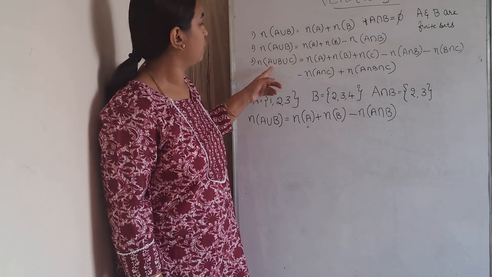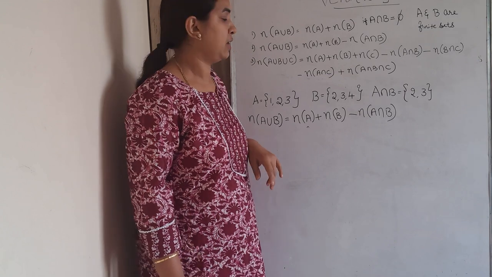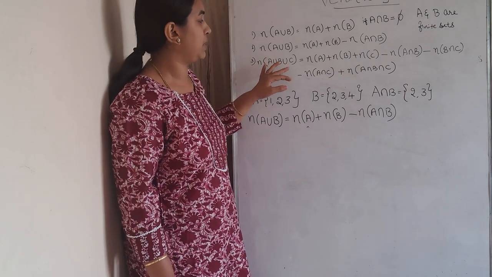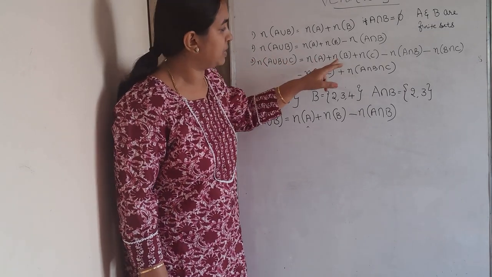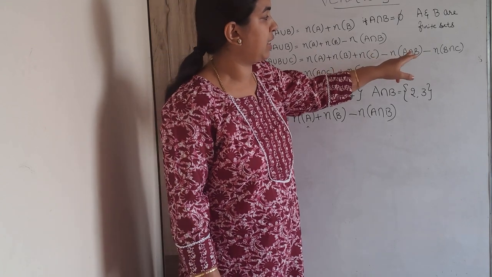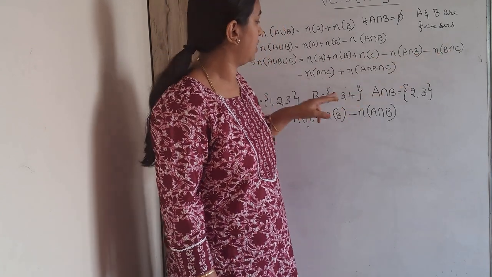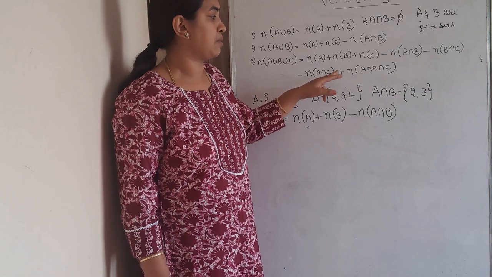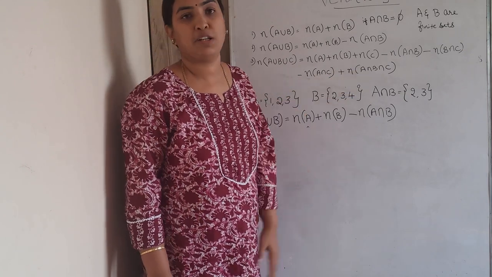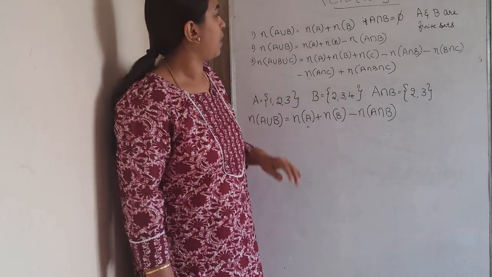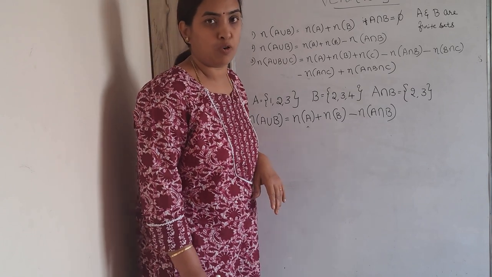Suppose they give you 3 sets and ask you to find the number of elements in A union B union C. The formula is N of A plus N of B plus N of C minus N of A intersection B minus N of B intersection C minus N of A intersection C plus N of A intersection B intersection C. Okay, you need to memorize this formula.